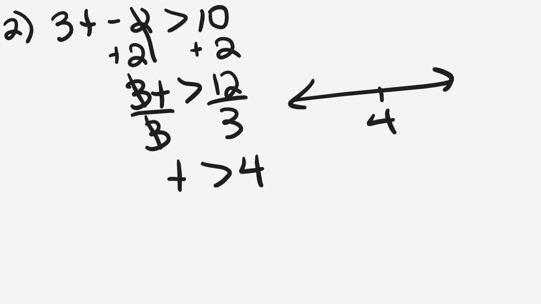And if we graph that, we have 4 here. That is an open circle since it does not have the little line, does not include 4. And we want all the t's bigger than 4. So that way.